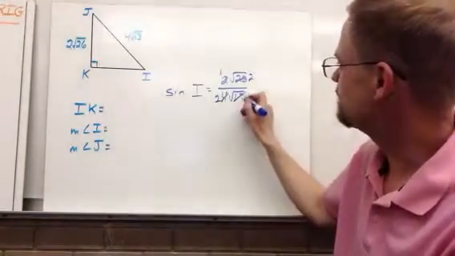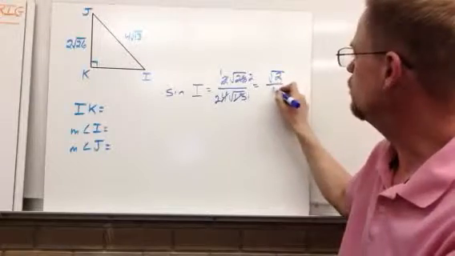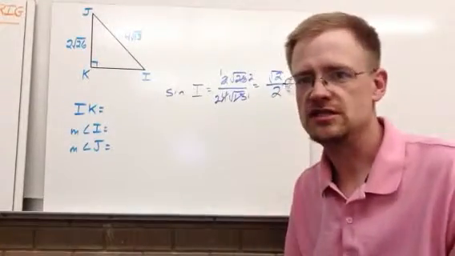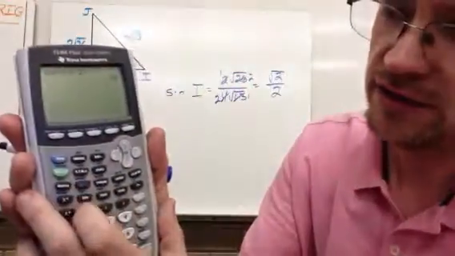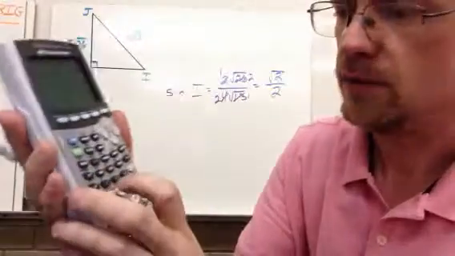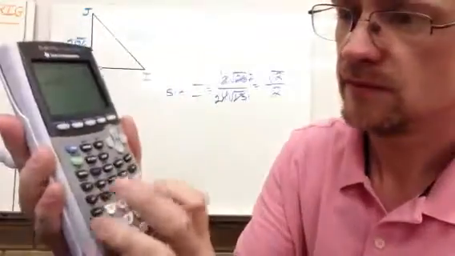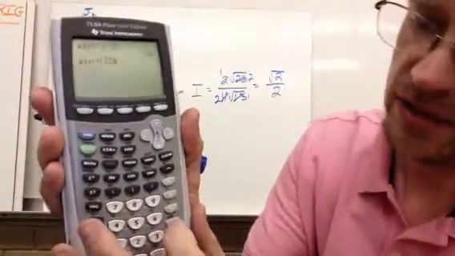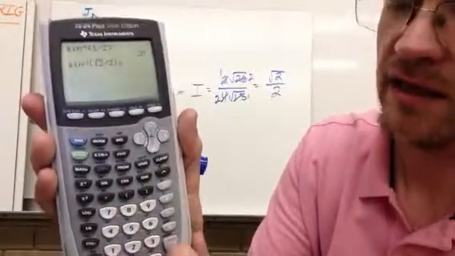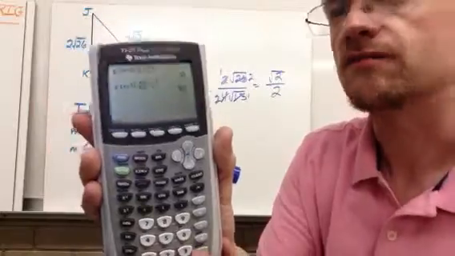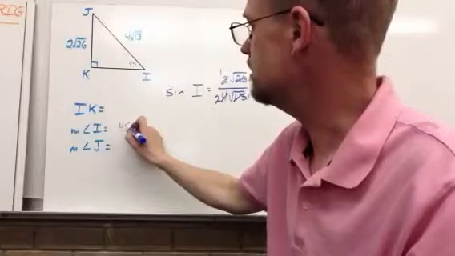The square root of 1 is just 1, so we would have the square root of 2 over 2. That will be much easier to put into the calculator. So I'm going to use my inverse sine function, and I'm going to put in the square root of 2, then divide that by 2, close my parentheses and hit enter. And we get that it's a 45-degree angle. So we know the measure of angle I is 45 degrees.